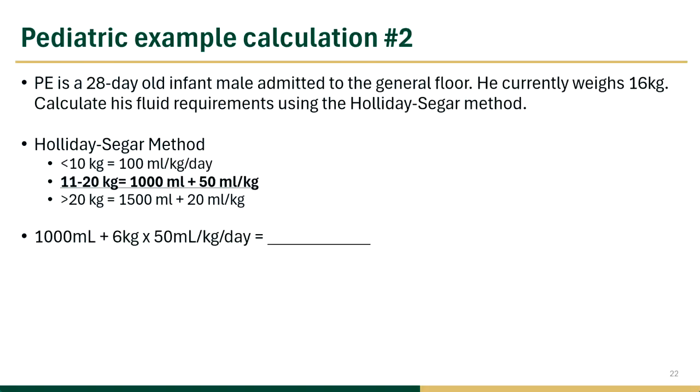All right, so PE is a 28-day-old infant male admitted to the general floor, currently weighs 16 kilos. So calculate the fluid requirements. So we would do 1,000, since that's 10 times 100 mils per kilo for the first 10. Plus, he's 6 kilos over 10 kilos. So 6 times 50 is what? 300. So 1,000 plus 300 is 1,300 milliliters.